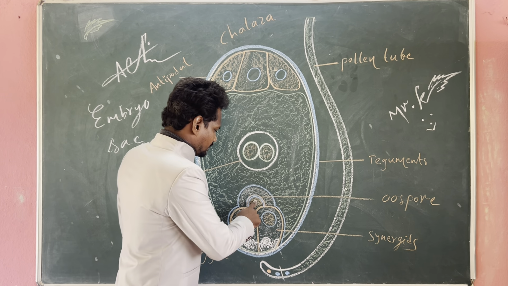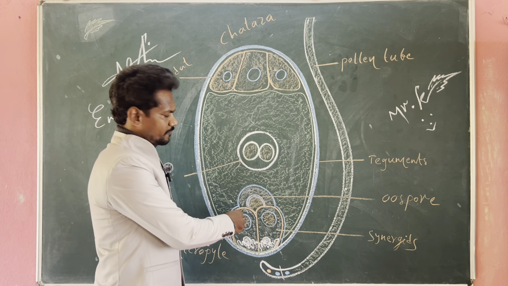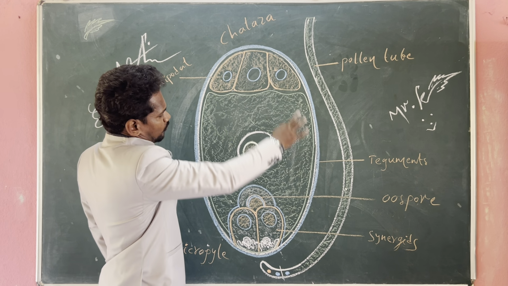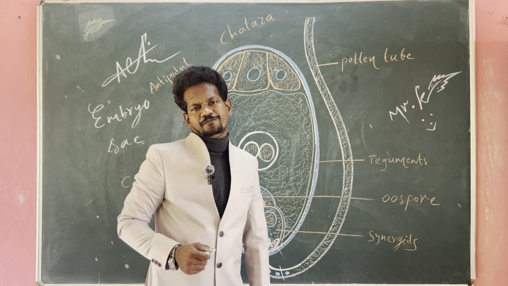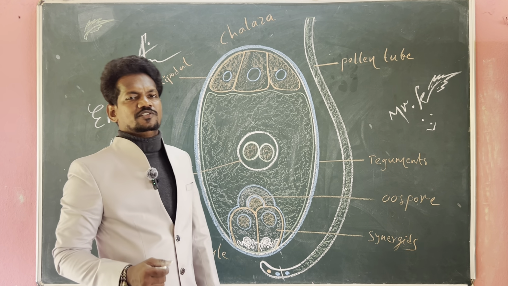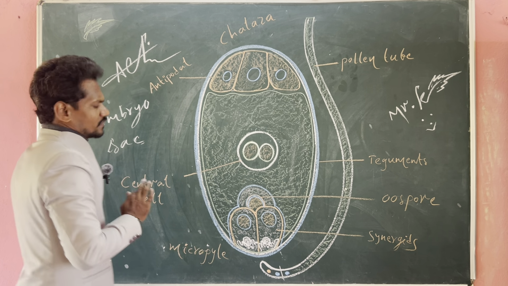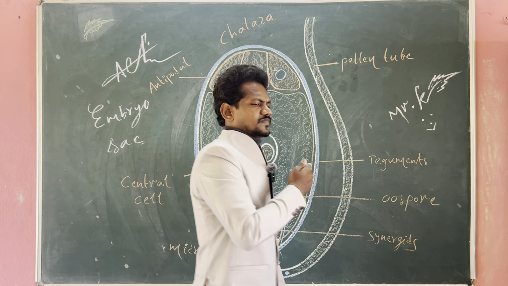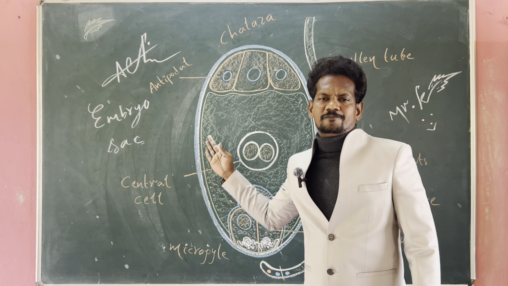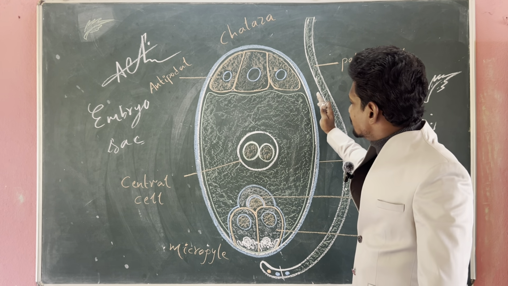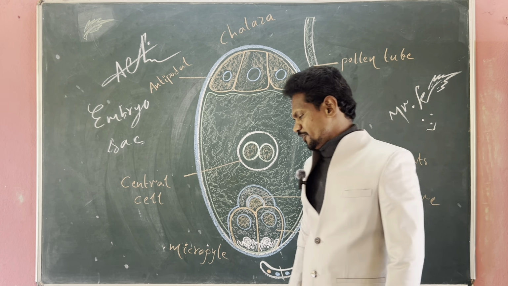After the fertilization, the zygote is formed, then the entire ovary will develop into a fruit. The remaining ovules develop into the seeds. This is the clear information regarding the matured higher plant embryo sac, or female gametophyte. I hope everybody understood.